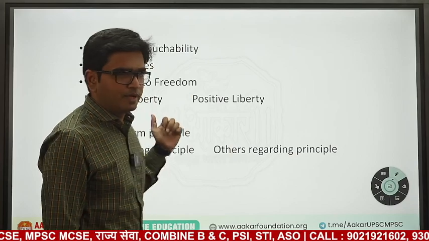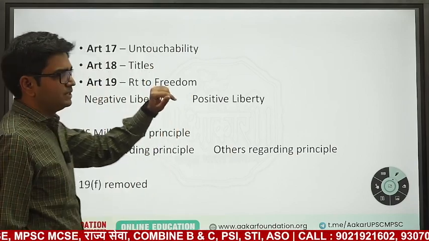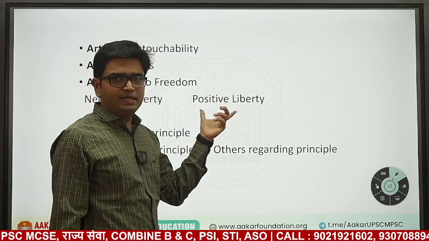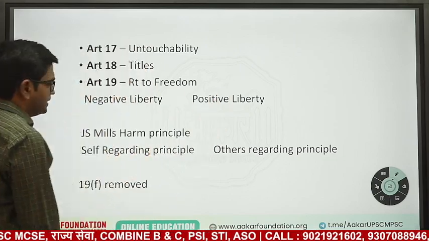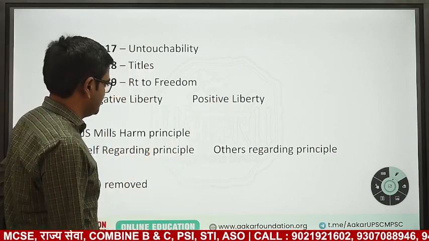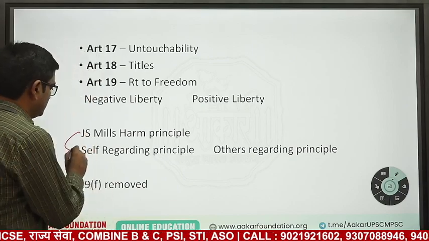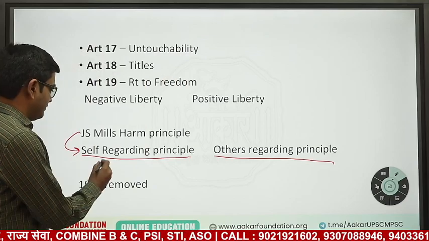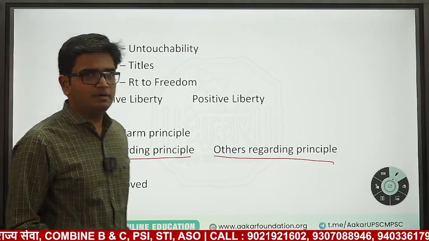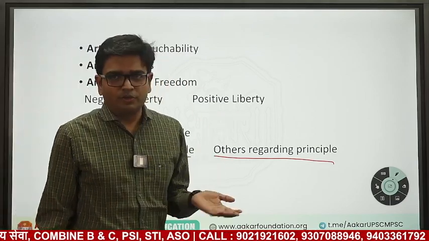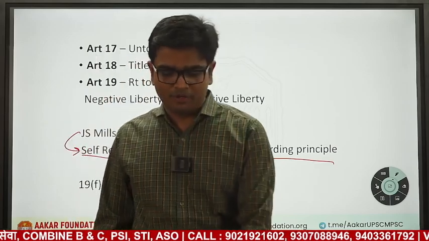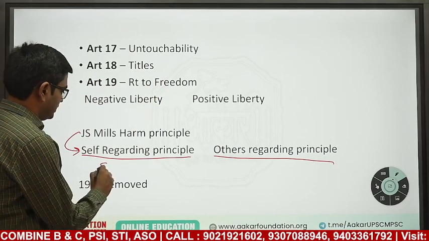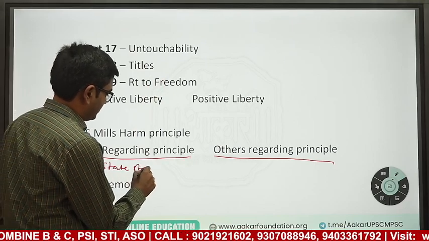So that's negative liberty, that's positive liberty. Most of the things in Article 19 we see are negative type, restrictive type. Positive liberty we will see more in DPSP. Then there is J.S. Mill's harm principle, which talks about self-regarding and other-regarding actions. Same thing here. If it is self-regarding, for example positive liberty, the development of oneself, we are talking about ourselves, then the state should not intervene.